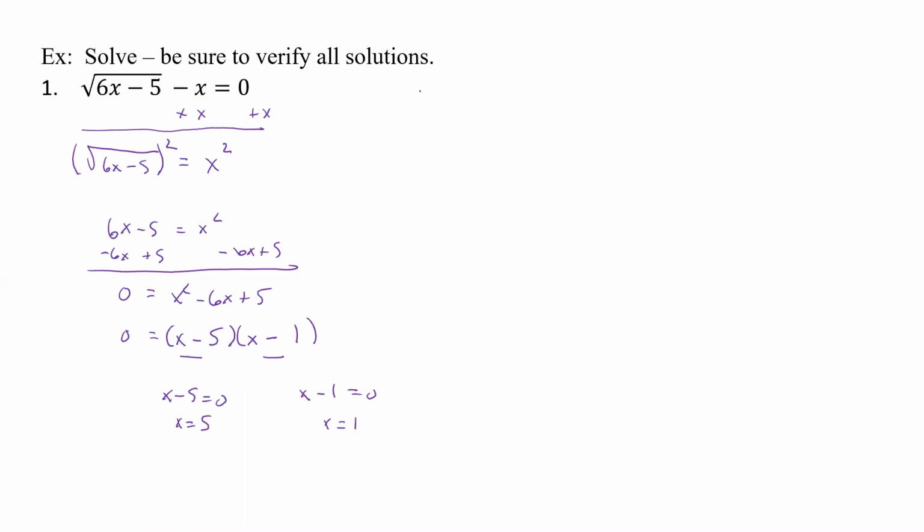So if we plug in a 5 here, that'll give us the square root of 6 times 5 minus 5, and then minus 5, and that's equal to 0. Well, 6 times 5 is 30, minus 5 is 25, so the square root of 25 minus 5 equals 0. Well, the square root of 25 is 5, and so that one checks.